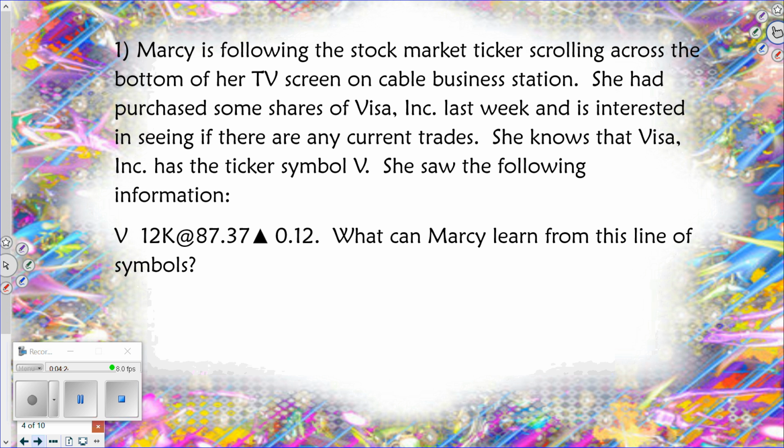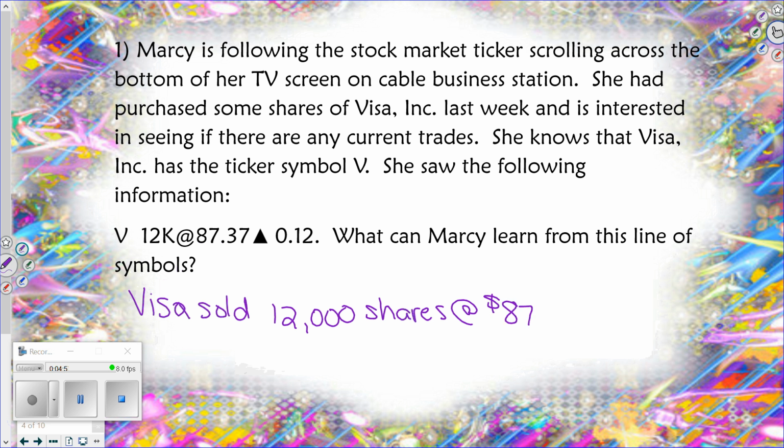All right, Hunter, what do you think that means? Okay, read it to me from left to right. How would you read that? Hunter, what's the V stand for? Somebody help him out. What's V? That's Visa. So Visa sold how many shares? 12,000 shares. At how much per share? $87.37 per share.